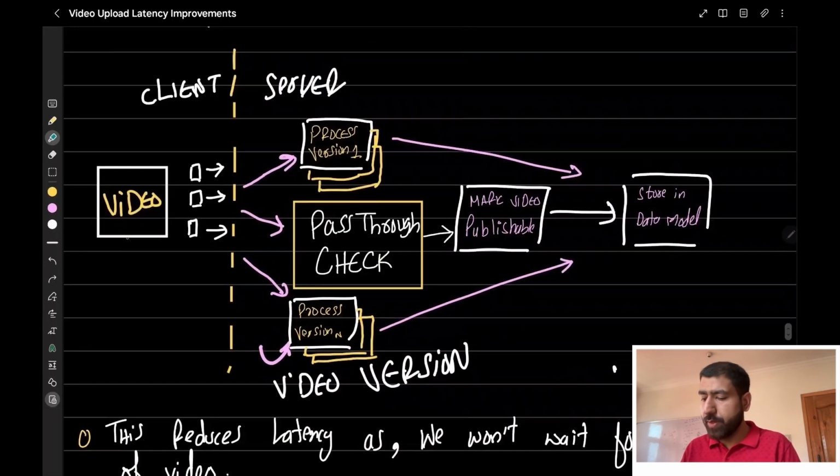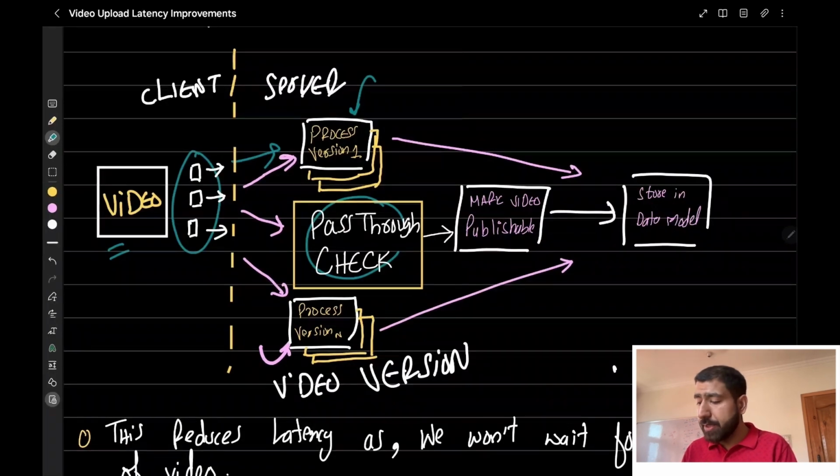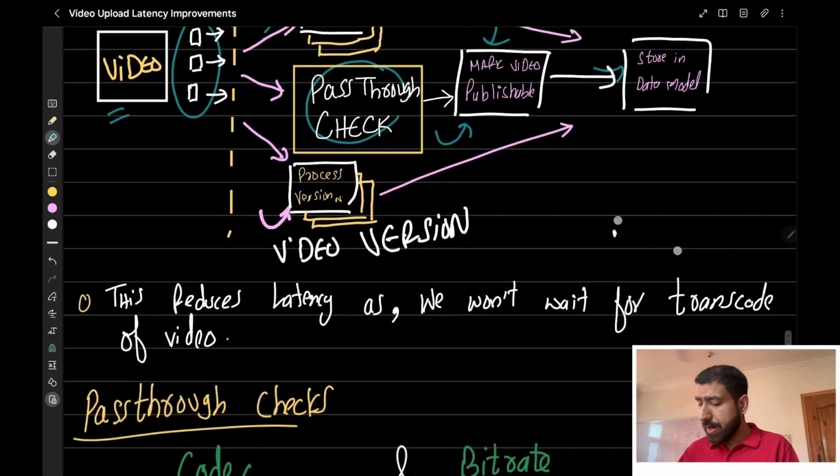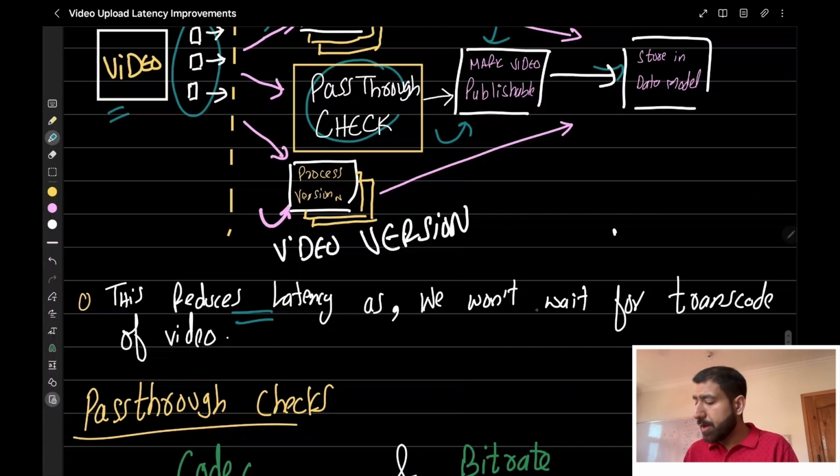So let's see, in this case we have a video. Again, we're segmenting it and sending it to the server. What we are doing is, in parallel, running the processing versions and a pass-through check, right? This pass-through check actually takes much less time than the processing versions. So if the video is able to pass through, they will make it live and will not even have to wait for the highest version. We'll make it live and store it in the DB. Here it reduces the latency. We won't have to wait for the transcoded videos. They will be transcoding the videos, but we don't have to wait for it, right?